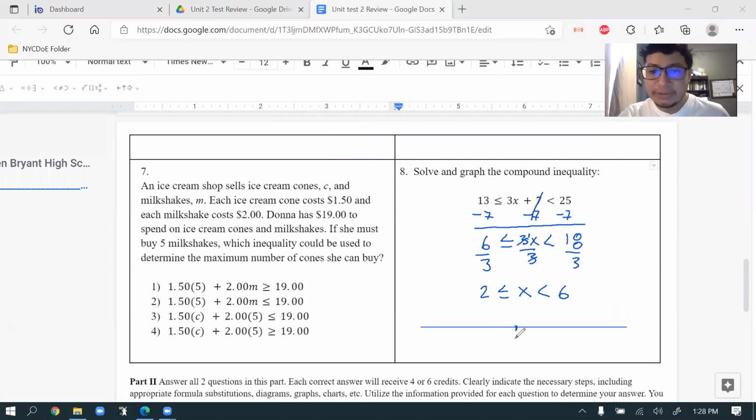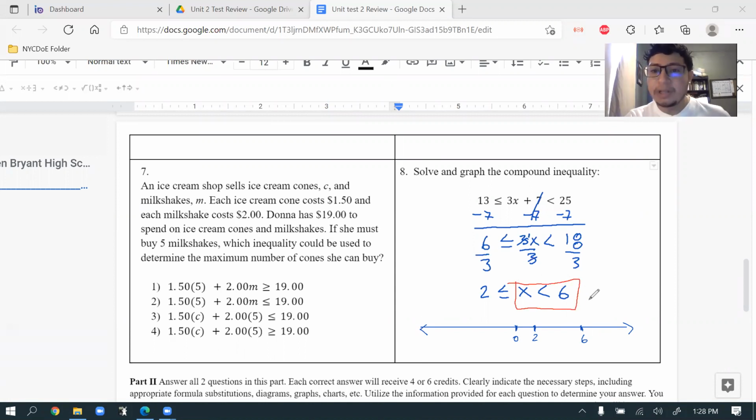We're going to draw a number line and identify where 0 is. I'm going to put 0 right here in the center. 2 should be somewhere to the right of 0, and 6 is somewhere to the right of 2, somewhere here. It's just a rough draft. It doesn't have to be perfect.